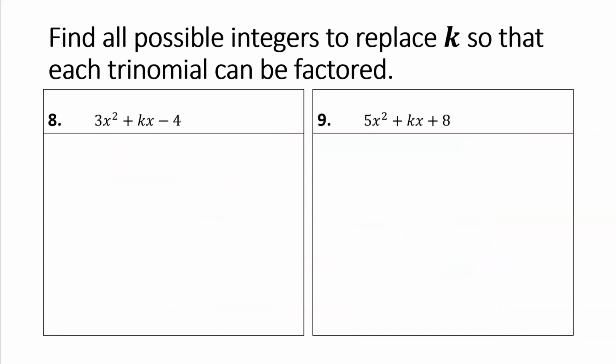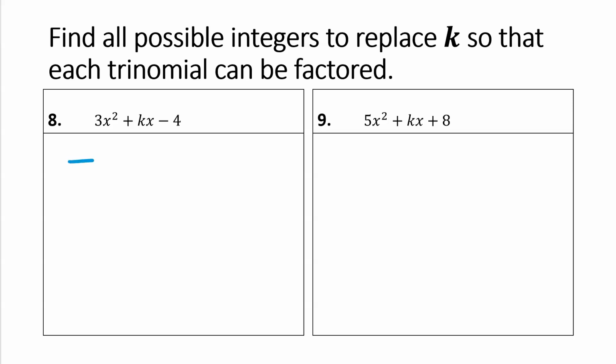Okay, in these two examples, there's a little bit of a twist. It is not telling you to factor them. It's saying find all the possible integers to replace k so that the trinomial can be factored. Well, the way to think about this is, what's our first step if we were to factor?